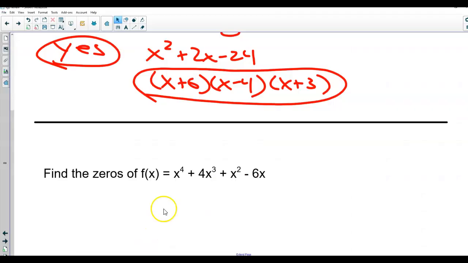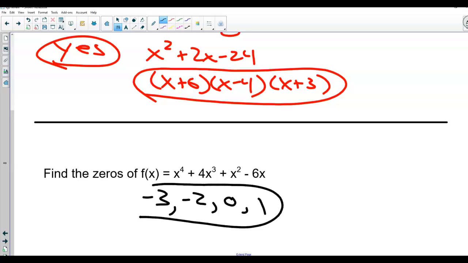So your answers are going to be negative 3, negative 2, 0, and 1. We're just typing that into the Desmos calculator. Your zeros are always where, in this case, your function crosses the x-axis. Those are your zeros.